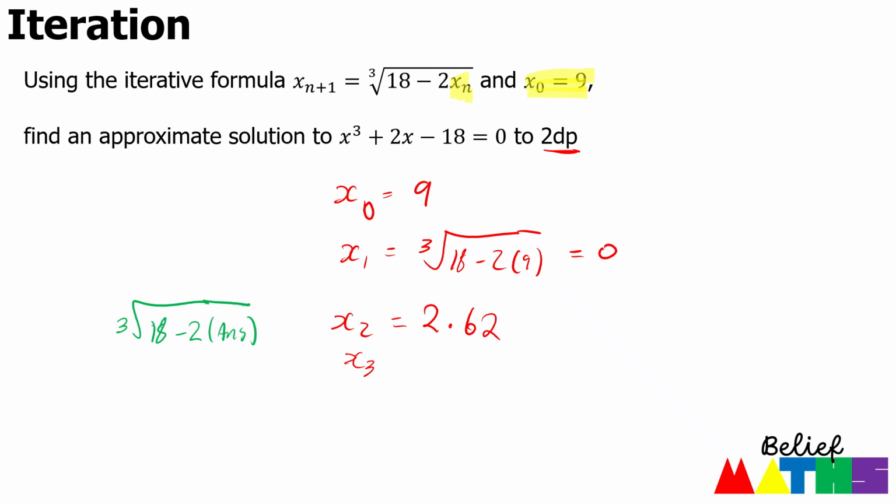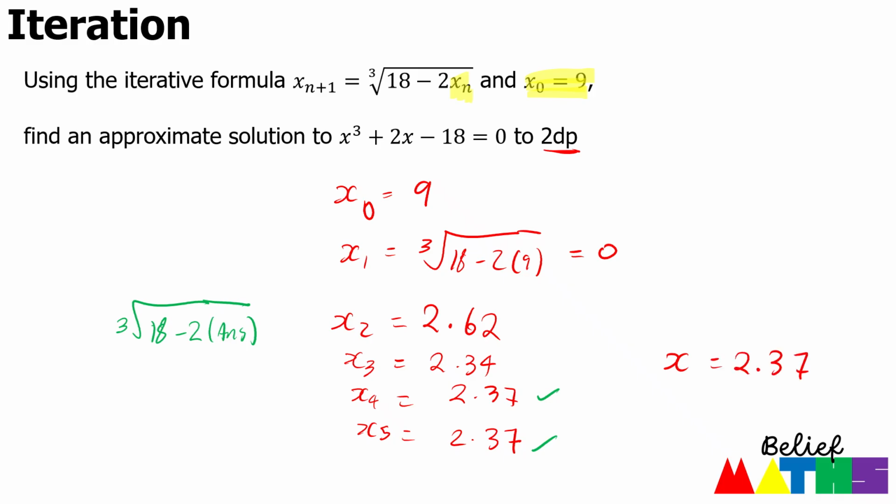x3, we just press equals again, and we get 2.34. x4 gives you 2.37. x5 gives you 2.37. And that's what we're looking for. We're looking for two values that are the same in a row. So therefore our approximate solution for x is 2.37. And that's the answer. So we want that repeated value. And once we get 2 consecutive repeated values, we know we've reached our answer.